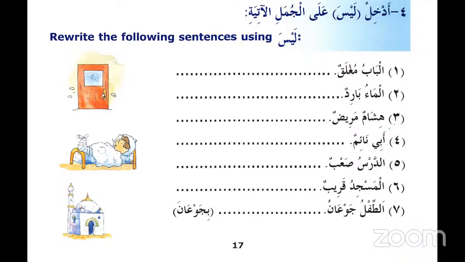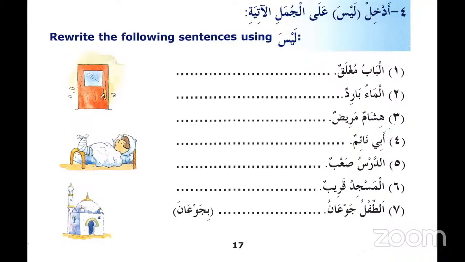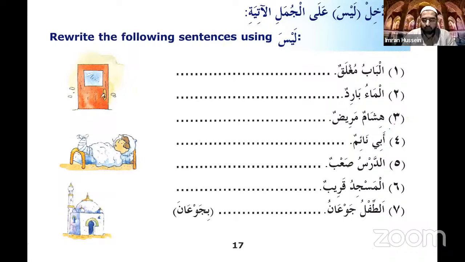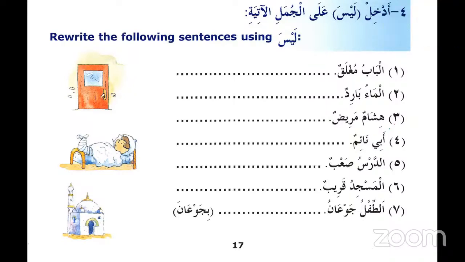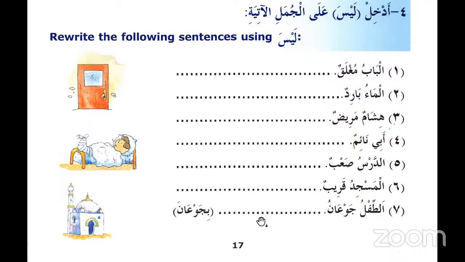Okay. It would be Abi na'im, and then Abi laysa bi na'imin. Correct. My father is not... what is na'im? Sleeping. So my father is sleeping, my father is not sleeping. Correct.